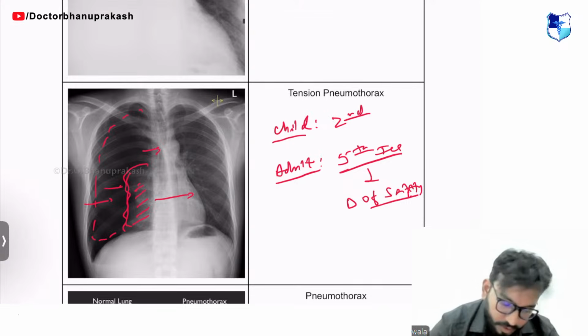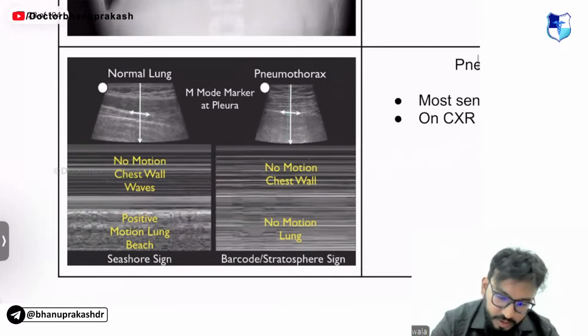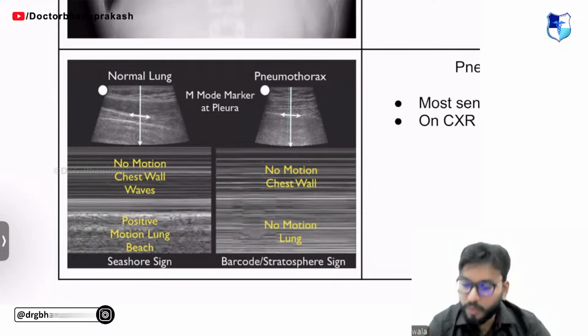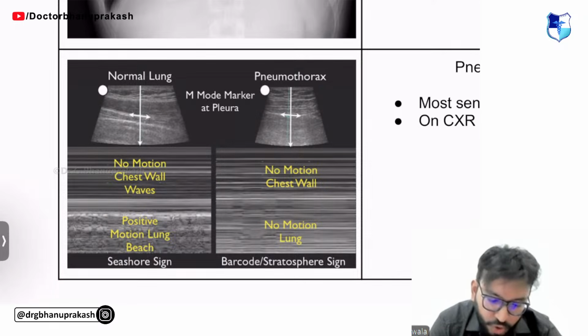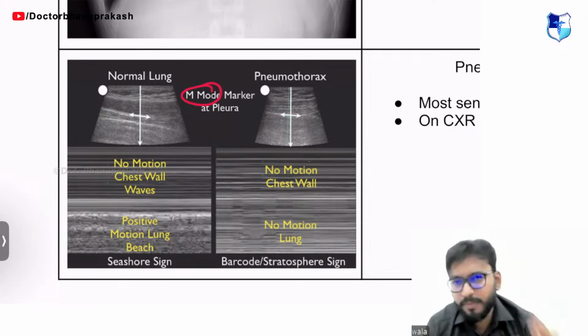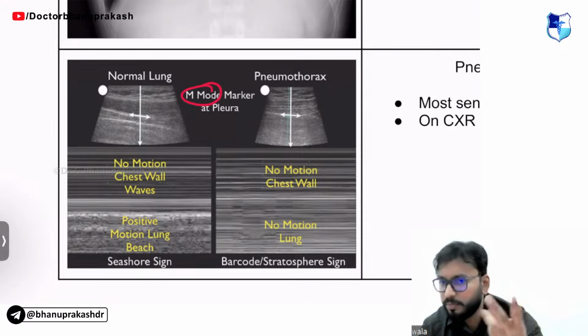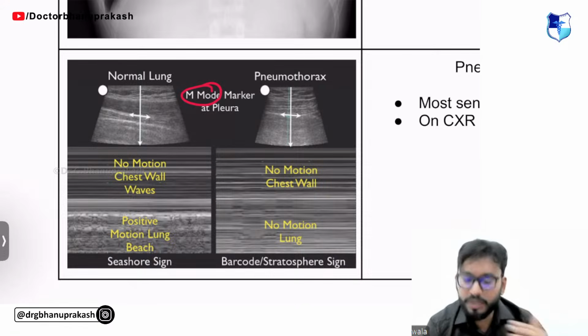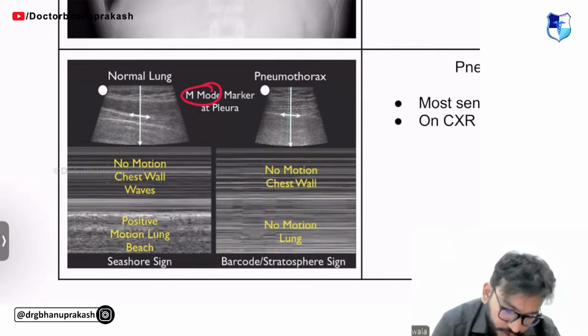Okay, look at this, guys. This is also another important question that is asked. This is sonography, guys. This is M mode. I told you there are three modes of an ultrasound: brightness mode, amplitude mode, and the motion mode. This is the M mode here. You can see the motion. Look at the normal one first, guys.